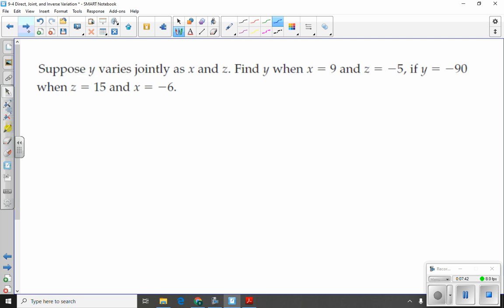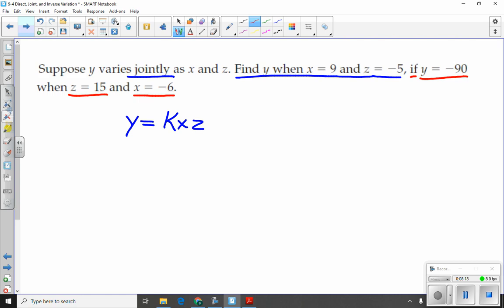Let's do one more. Suppose y varies jointly. Okay, if they're saying jointly, I know I'm working with y equals kxz, three variables this time. Find y when x is 9 and z is -5. Now, in this first situation here, I only have two of the three values. So to start out, I need to start with all three. So if y equals -90, z is 15, and x is -6.